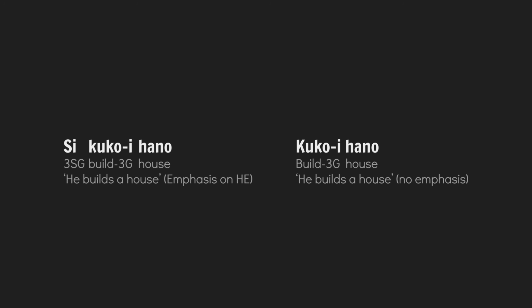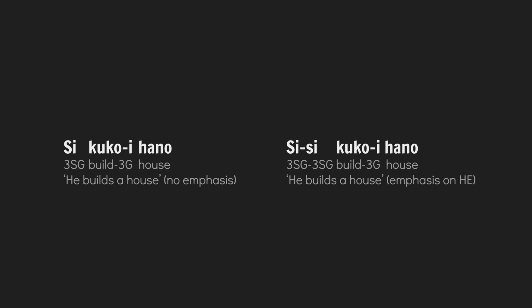If your Conlang has independent and dependent person forms, the independent set may be classed as emphatic and the dependent set as non-emphatic. See Kukui Hano, independent form: he builds a house, emphasis on he. Kukui Hano, dependent form only: he builds a house, no emphasis.